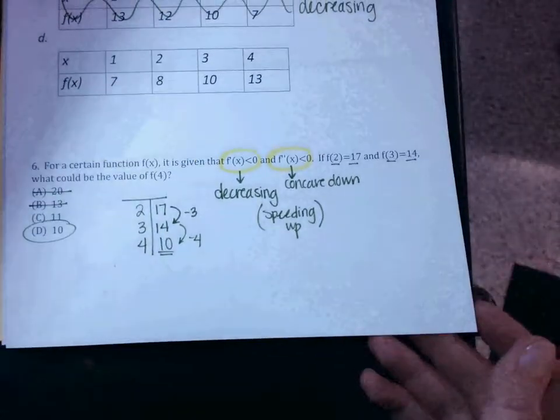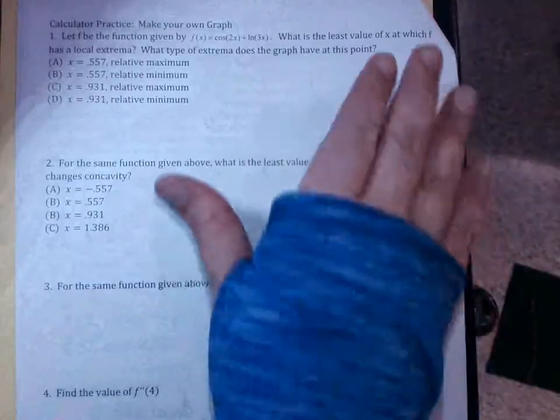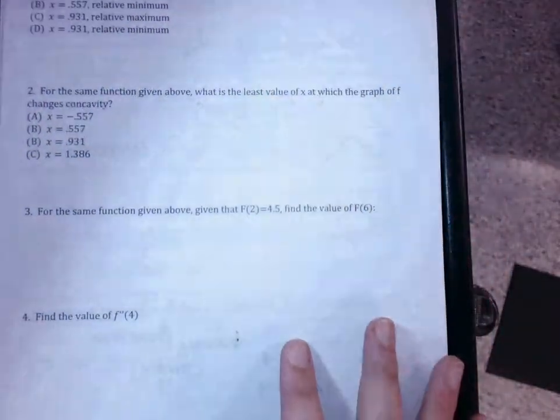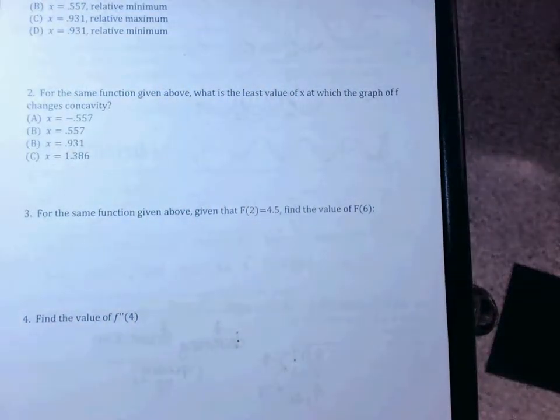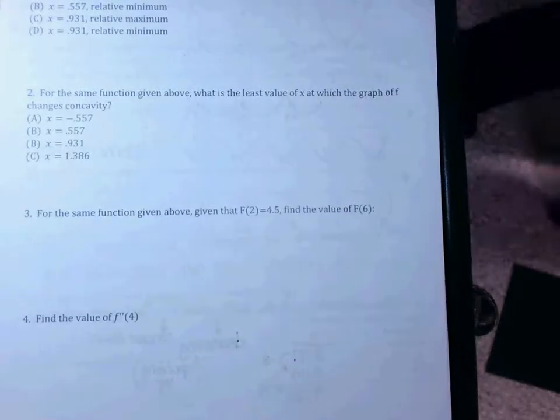All right, next one. Okay, we need a calculator for these. Blast. Do y'all have calculators? Okay, if not, I'll happily go get you one. Okay, go ahead and type your equation in. And then we're just going to practice finding those.